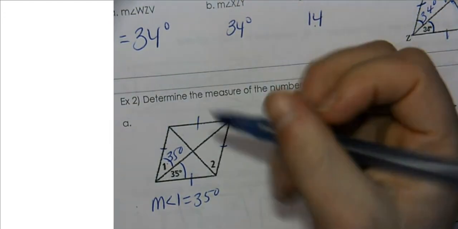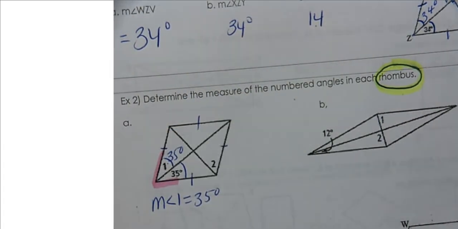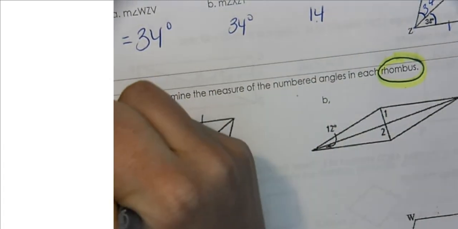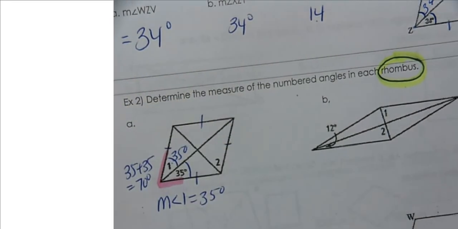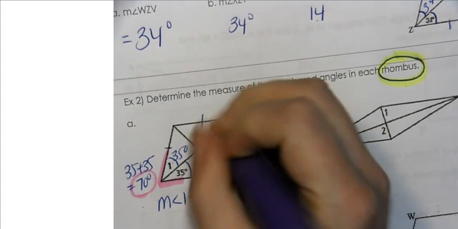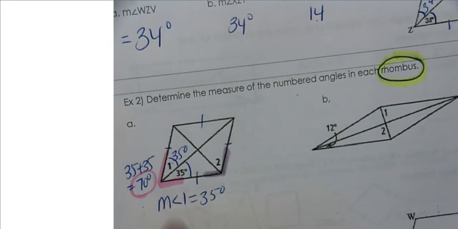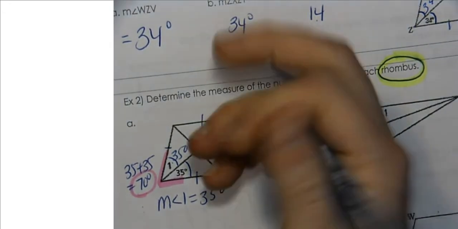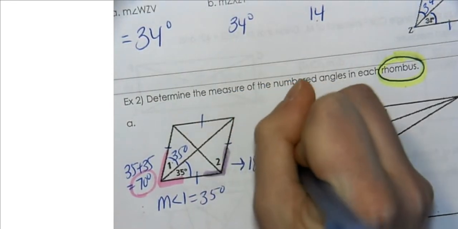So what we would want to do is find what this whole big angle is. That big angle is going to be equal to 35 plus 35, and that is equal to 70 degrees. So this big angle is 70 degrees. Now we're going to be using that property of parallelograms that says that consecutive angles are supplementary. So this big angle, the purple angle with the pink angle, they are supplementary. So this purple angle is going to be 180 minus 70, which is 110 degrees.